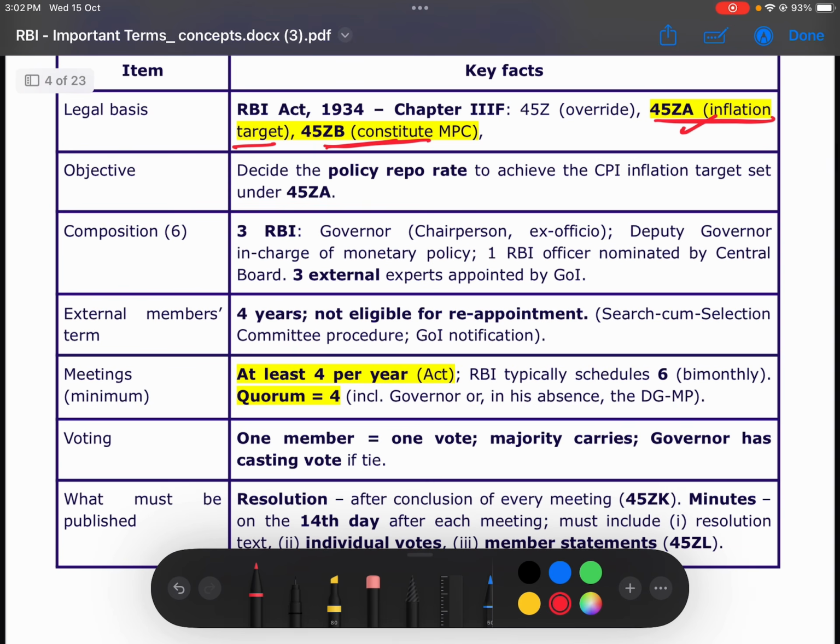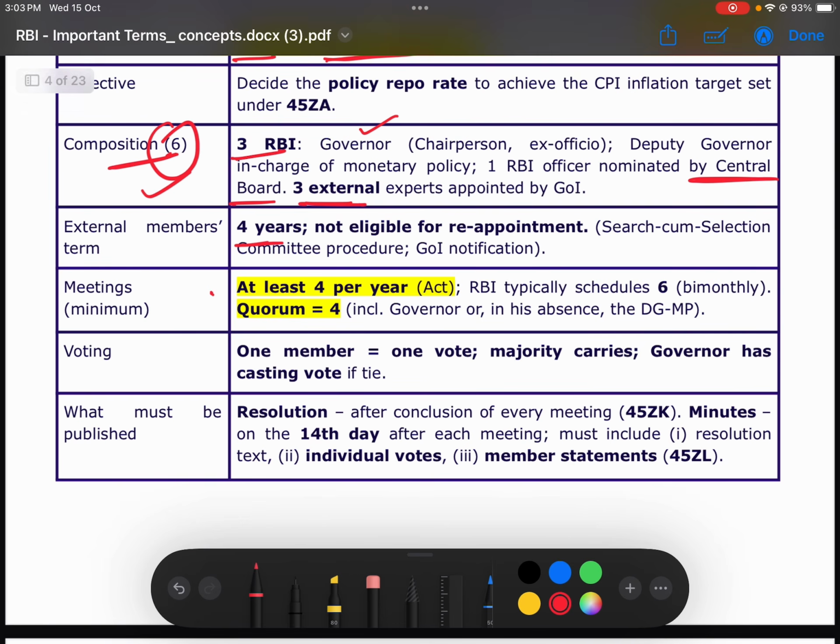Other things: the composition of the monetary policy committee is three members from RBI. One is the governor, who will be chairperson ex officio, one deputy governor in charge of monetary policy, and one RBI officer nominated by the central board. And three external experts appointed by the Government of India. So a total of 6 members. The term of those external experts will be 4 years and they won't be eligible for reappointment.